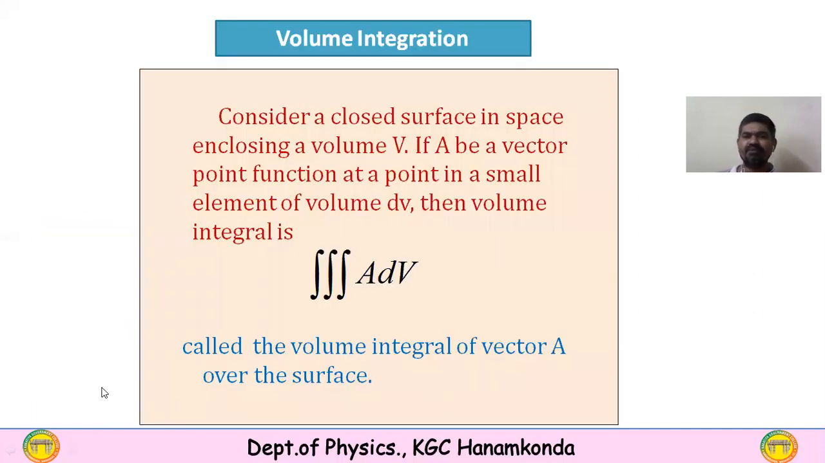Let us go for the volume integral. If you take volume integration over any volume with a vector, that is called a volume integral. Consider a closed surface in space enclosing a volume V. If A bar is a vector, and the small element of volume is dV, then the volume integral is taken as the triple integral of A dV. This is called the volume integral of a vector quantity.